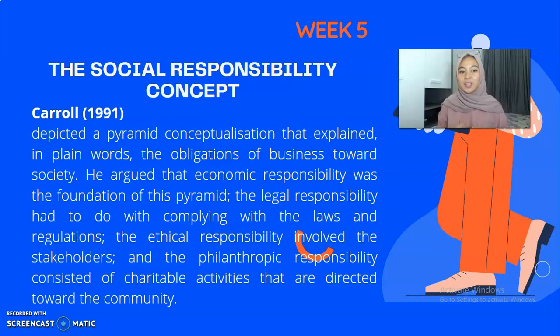The legal responsibility had to do with complying with the laws and regulations. The ethical responsibility included the stakeholders, and the philanthropic responsibility consisted of charitable activities that are directed toward the community.